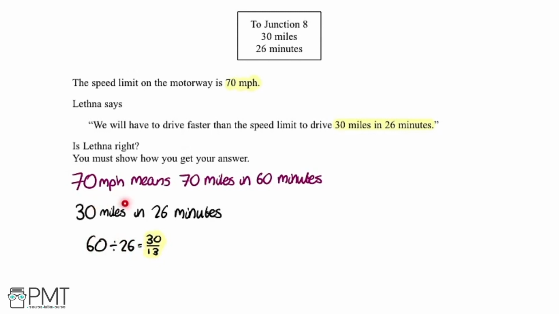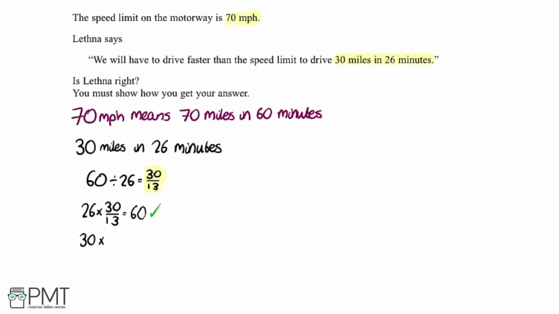So now what we can do is treat this a bit like a ratio. So you've got a ratio of 30 miles to 26 minutes. But what we're going to do is get the ratio to be in 60 minutes, and we're going to use the multiplier we just worked out. Just to check that we got it right, we're going to start with our minutes first. We're going to have 26 times our multiplier here, 30 over 13. And that gets 60 as we would expect. So we know we've worked that out right. And now we can also multiply our miles part by the multiplier we worked out. We have 30 multiplied by 30 over 13, and that gives us 900 over 13.